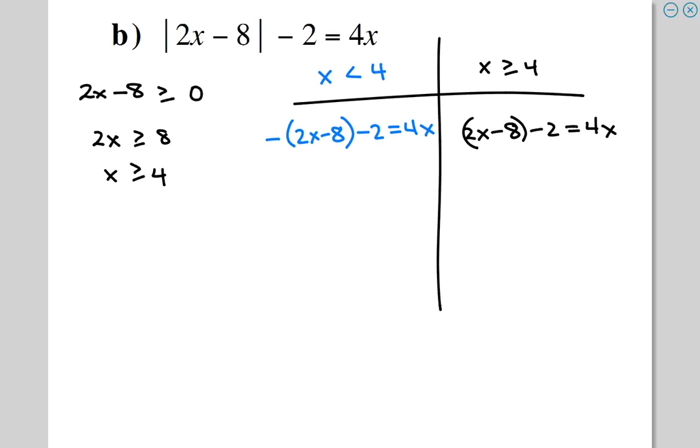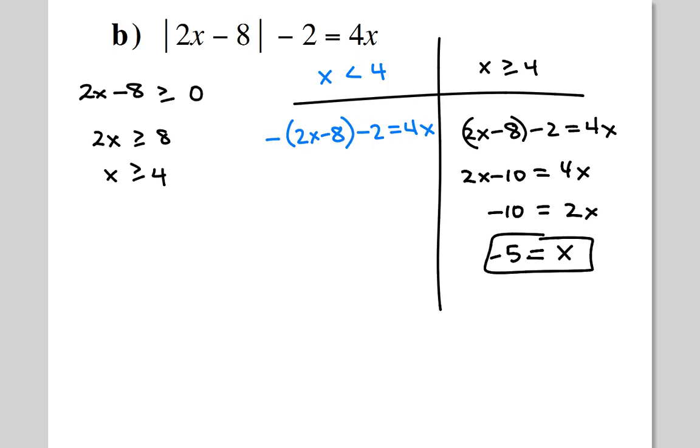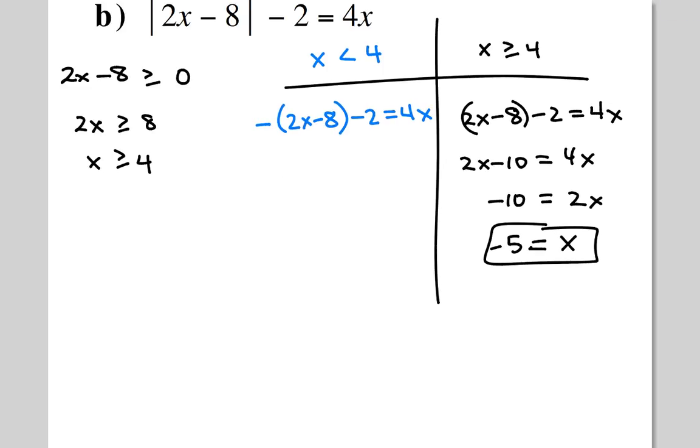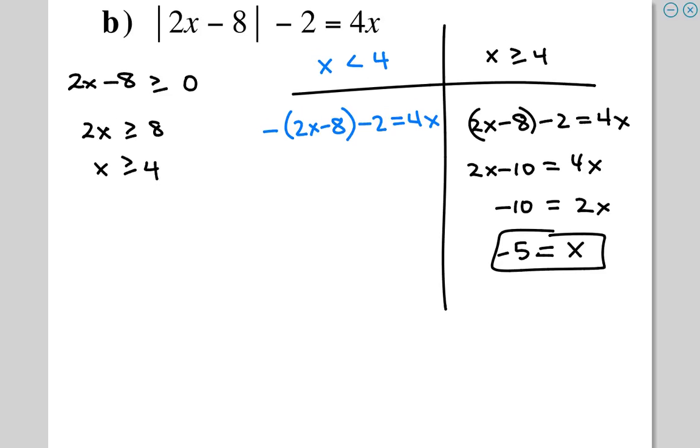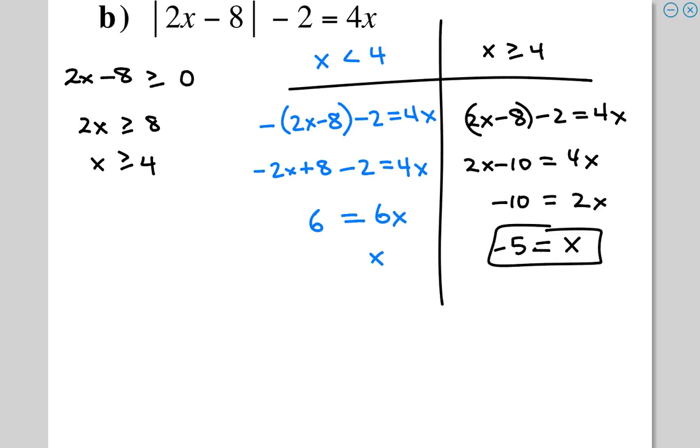So on the right-hand side, you got a 2x minus 10. Move the 2x over by subtracting, divide by 2, I got negative 5. Now over on the left-hand side, I'm going to distribute that negative. Move the x over, you got 6x, and 8 minus 2, 6. x is 1.